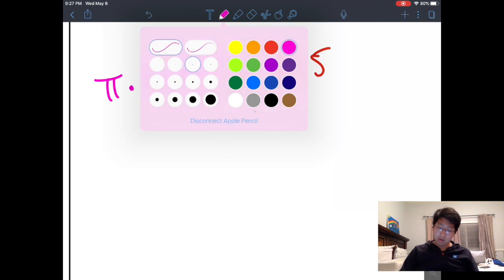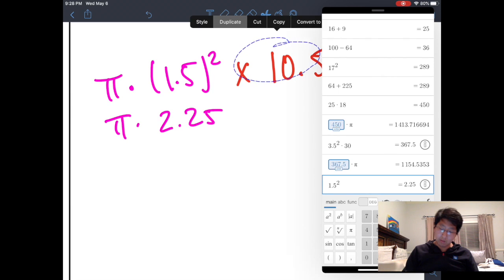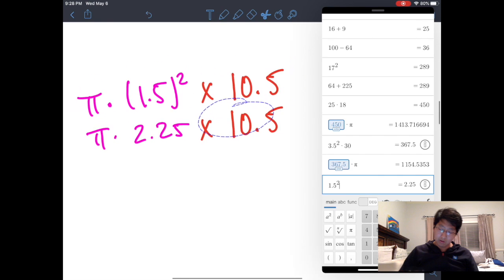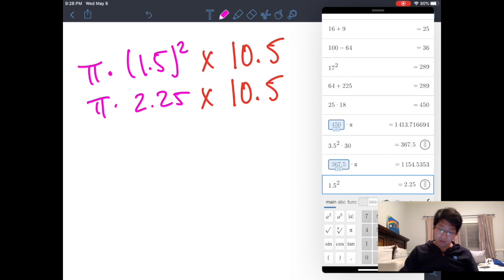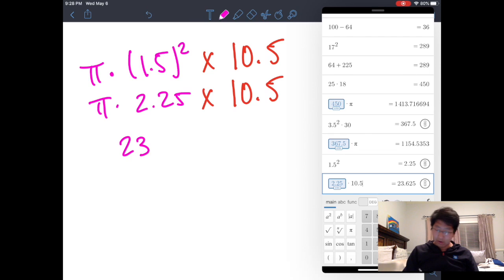I'll zoom in here. 1.5 squared is 2.25. So pi times 2.25 times 10.5. Let's move that over just a little bit. Multiply this answer times 10.5. And I get 23.625.